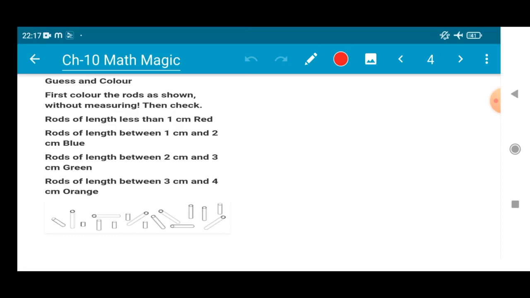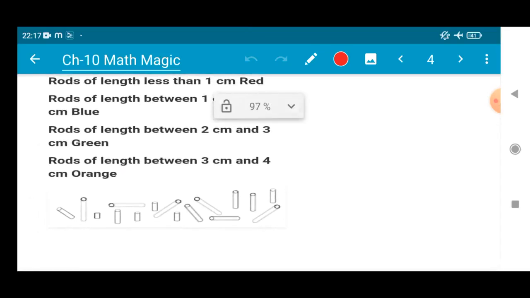Okay, so the first hint given is rod of length less than 1 centimeter should be colored with red. So the rod over here, which is less than 1 centimeter, should be red. So we have to just assume, we will not use any scale to measure the rod here. So I think this is less than 1 centimeter, so I am coloring this with red.